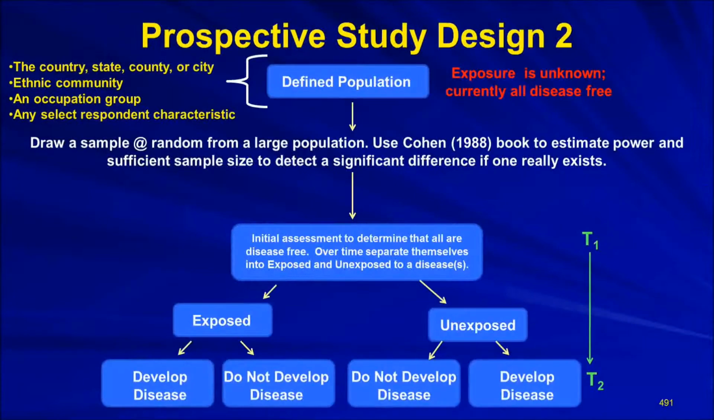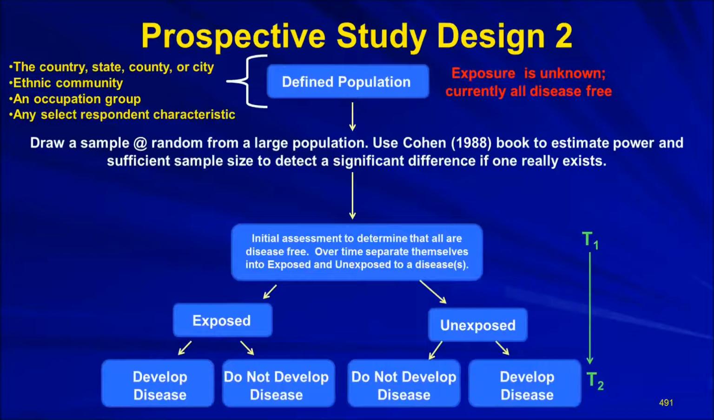Now, let's talk about study design 2. Okay? It says exposure is unknown. Currently, everybody is disease free. And we might look at a country, a state, a county, or a city, an ethnic community, an occupational group, any selected respondent characteristics that is of interest to you. And what we're going to do is draw a sample at random. Now, it could be from the Purdue population, for example.